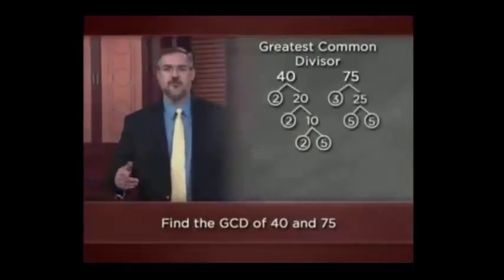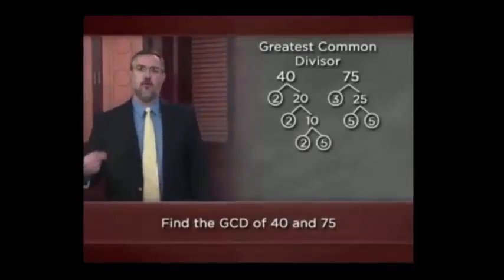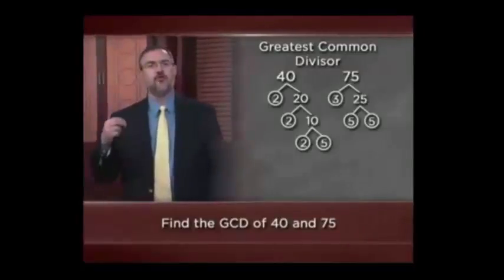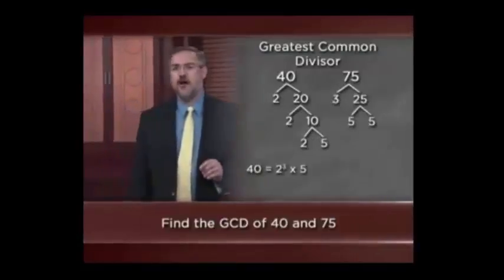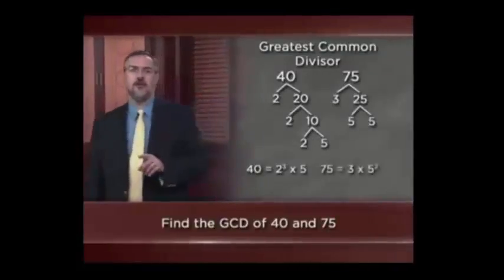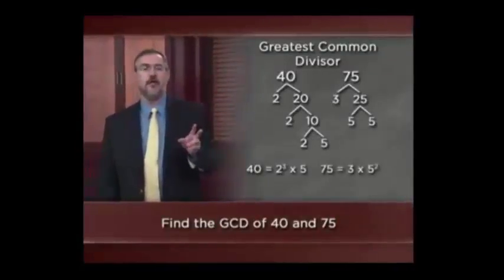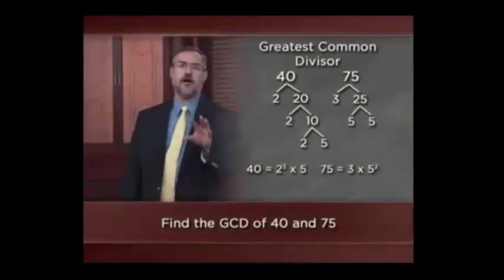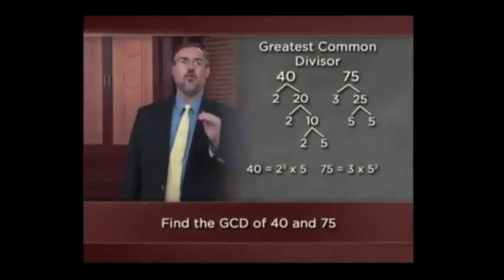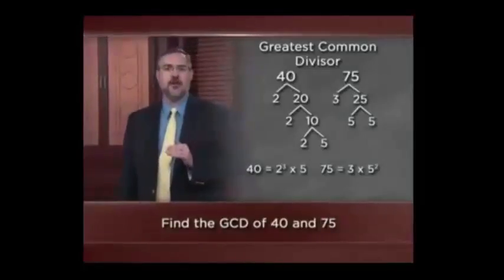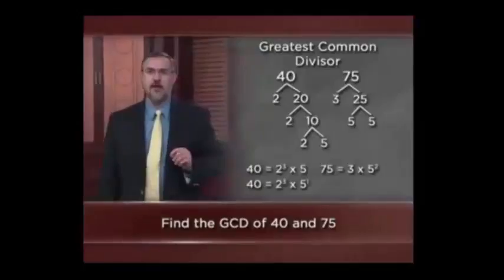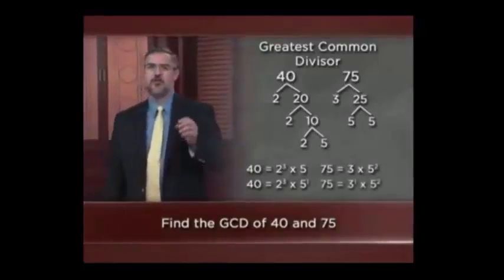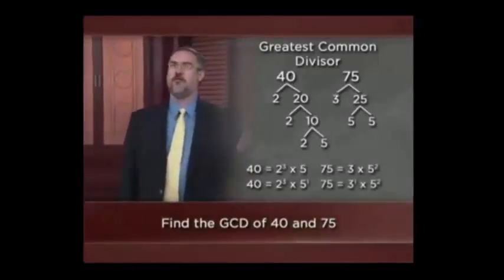If you build the factor trees for each of these numbers, here's what you're going to find. 40 is equal to 2 to the 3 times 5, and 75 is equal to 3 times 5 squared. Now, if you don't mind, I'm going to write in those exponents of 1 where they belong. And that means we have 40 equals 2 to the 3 times 5 to the 1, and 75 equals 3 to the 1 times 5 squared.